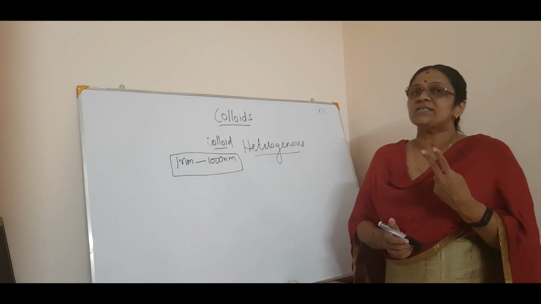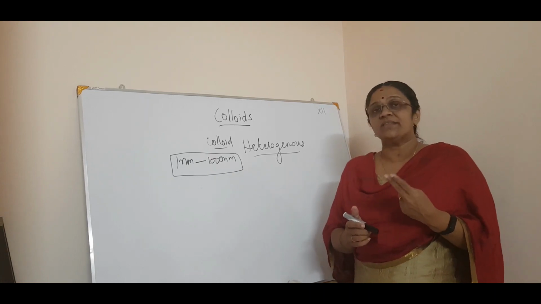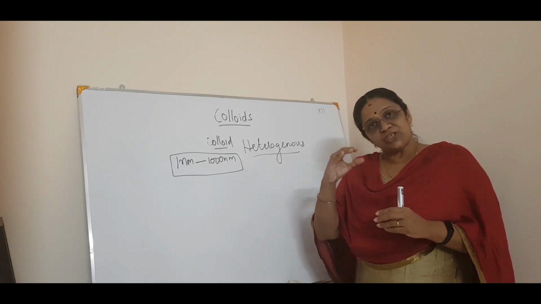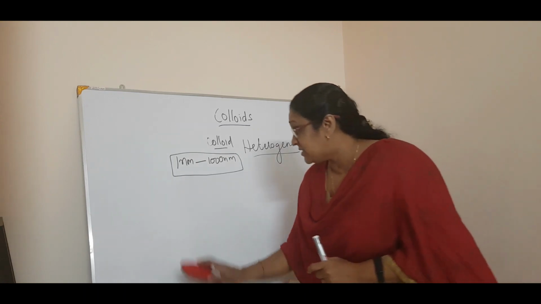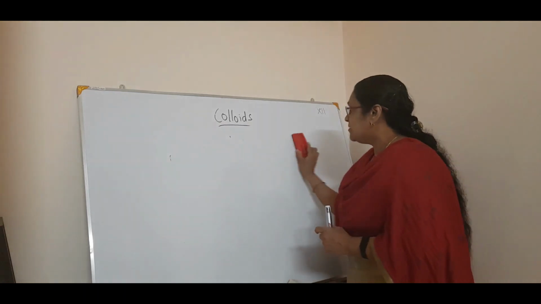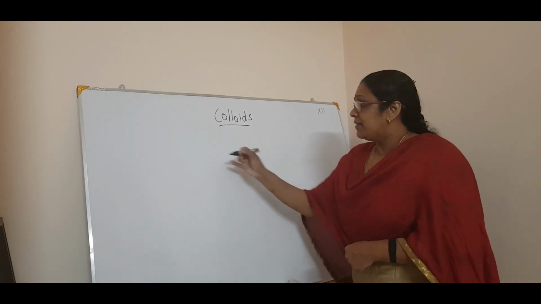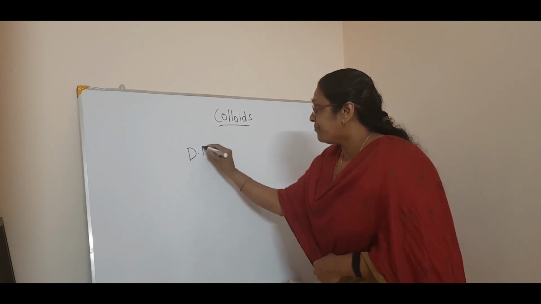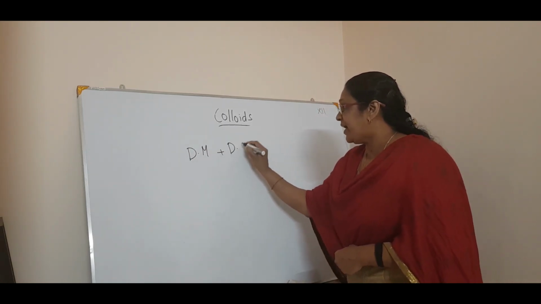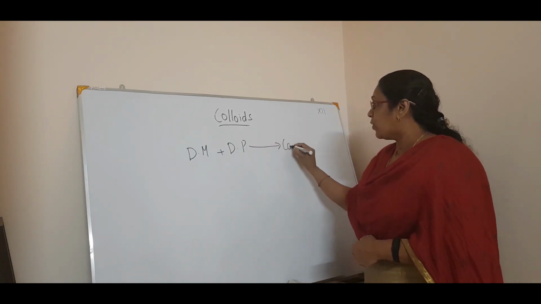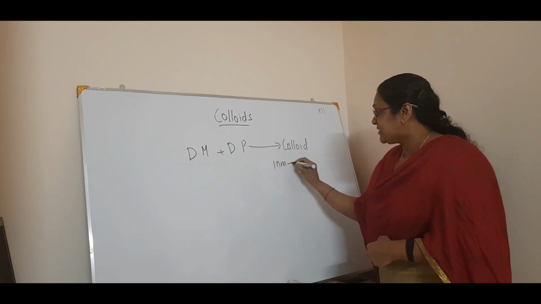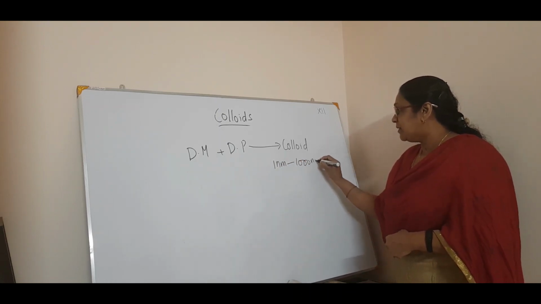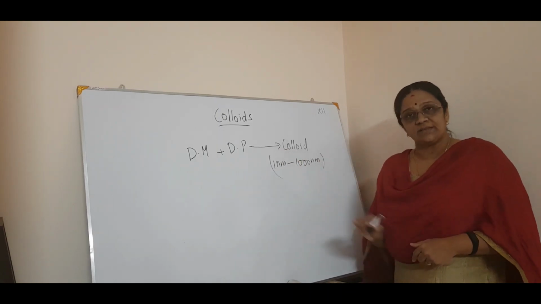How is a colloid formed? There are two parts in colloids, isn't it? What are they? One is the dispersion medium and the other is the dispersed phase. Okay, these are all things you studied in smaller classes. But still, what are they? That is, dispersion medium and dispersed phase will give you a colloid, and the size ranges from 1 nanometer to 1000 nanometer.